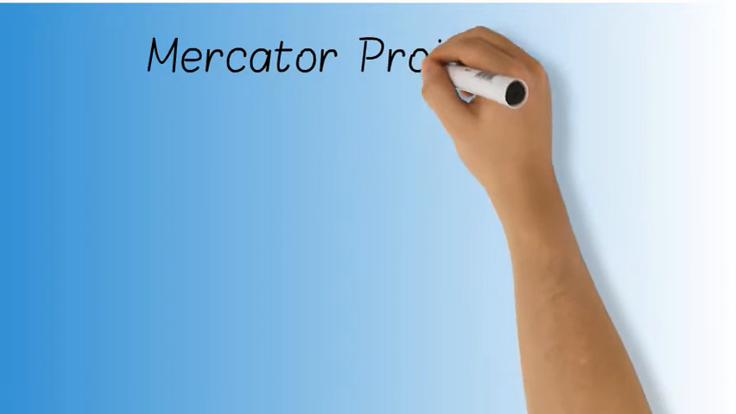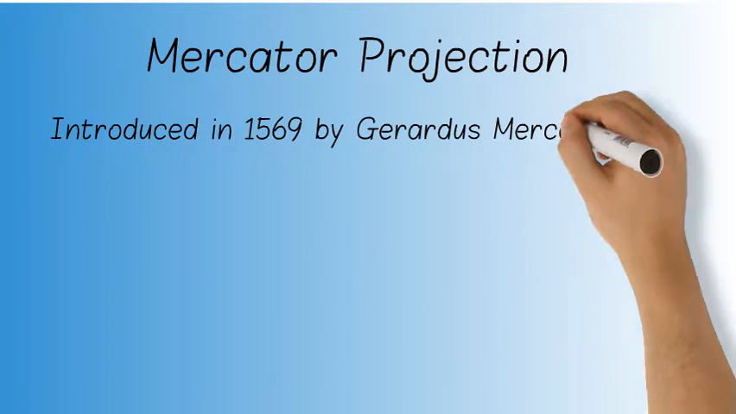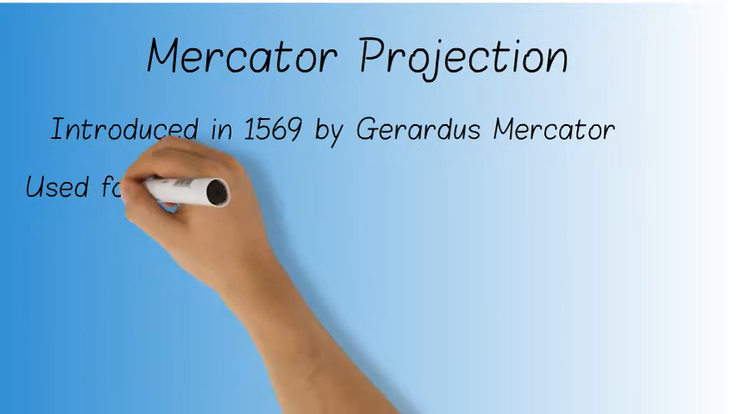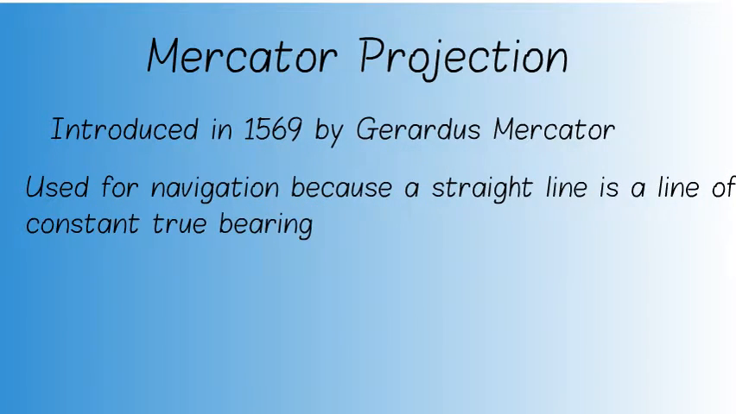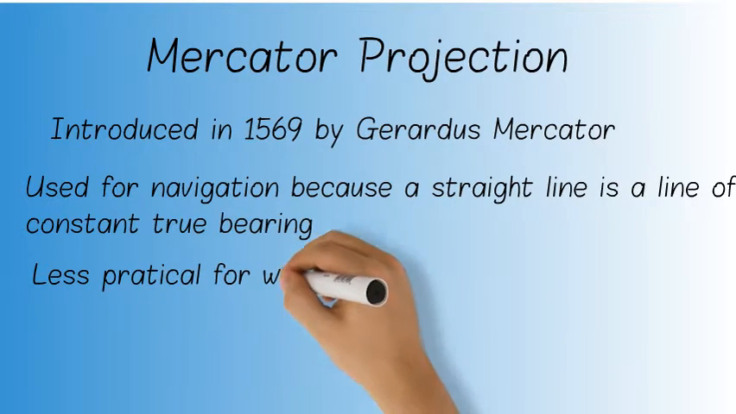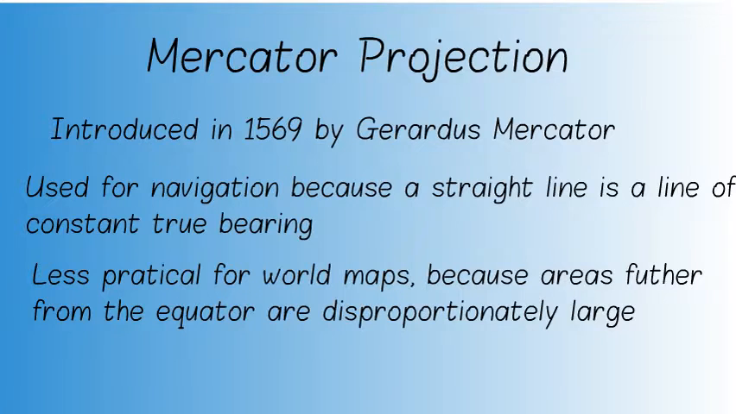The Mercator projection. Introduced in 1569 by Gerardus Mercator. Used for navigation because a straight line is a line of constant true bearing. Less practical for world maps because areas further from the equator are disproportionately large.